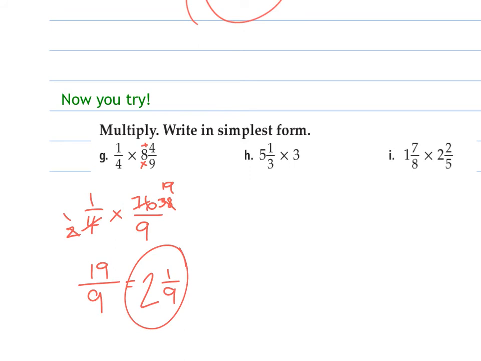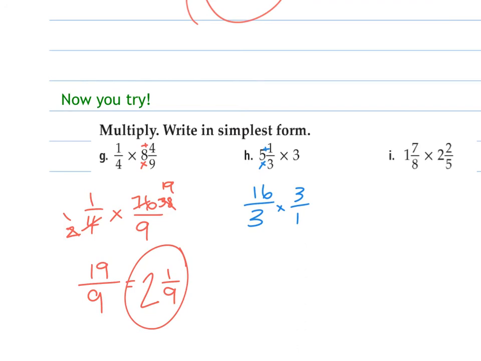5 and 1/3 times 3. Turn this into an improper fraction. 3 times 5, so we've got 15/3 so far, plus this one up above, which is 16/3. Whole numbers we put over 1.